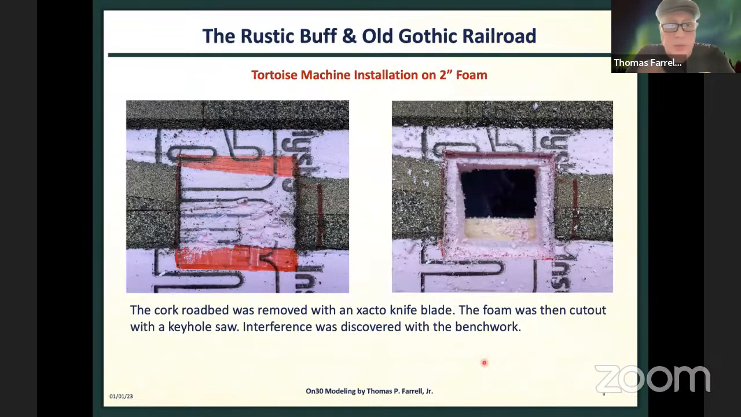So if you recall from the previous slide, I took my template from the 3" by 3" plywood, and with an X-Acto knife, I began cutting the perimeter out and then peeling away some of the foam. So the idea is to create a ledge 360 degrees around that square hole there. And then with a keyhole saw, I just cut out a square to allow room for the tortoise machine.